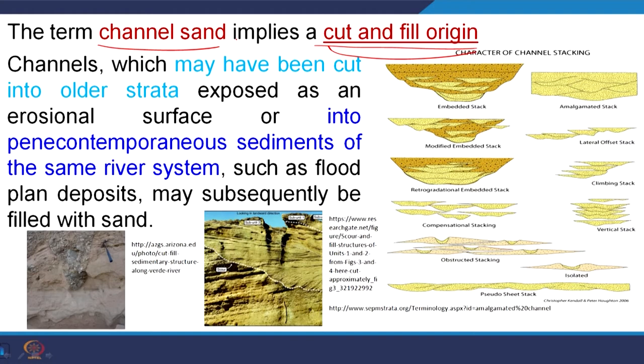So channels which may have been cut into older strata exposed as an erosional surface, or into any contemporaneous sediments of the same river system such as flood plain deposit, may subsequently be filled with sand. For example, here this is cut and filled. Earlier this deposit was there and it was cut and it is filled by sediment. Subsequently, if you see another surface, it is also a cut and fill structure. Similarly, here you see this is a cut and fill structure. So if we have a channel and it is later filled with sand, this is called channel sand.